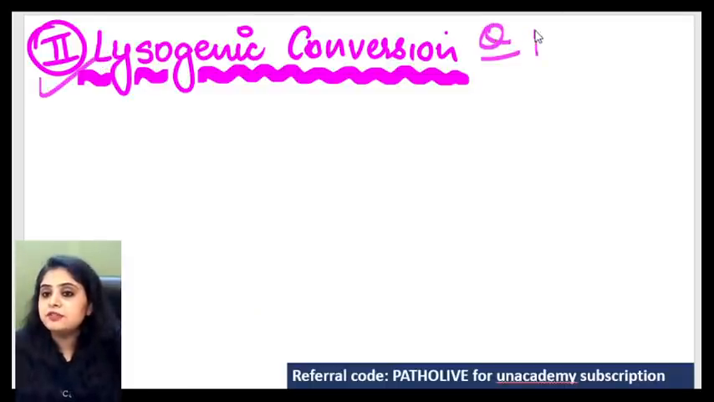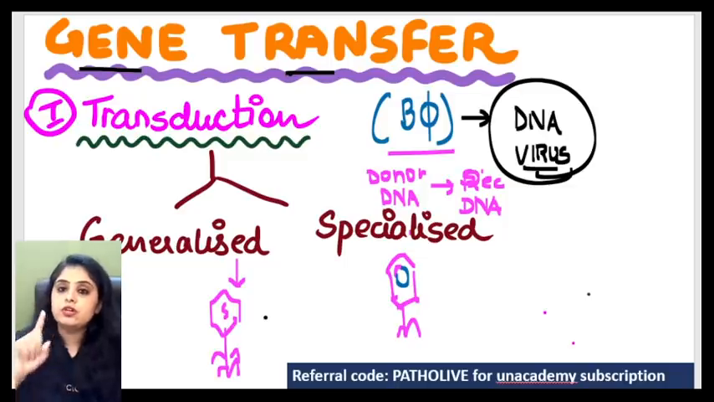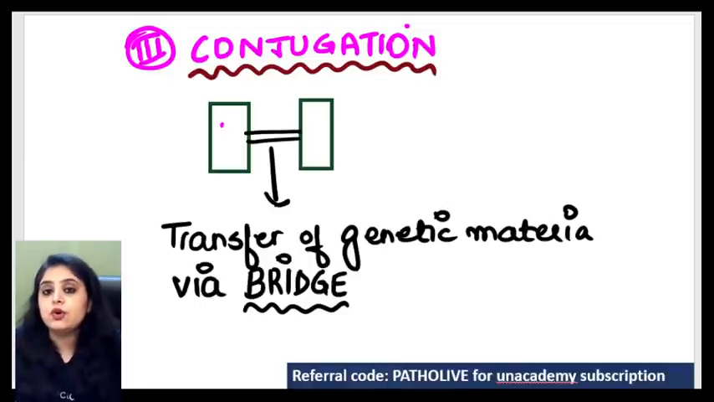This is an examiner's favorite previous year question. We'll also be practicing a few. Guys, with that, transduction is over. Generalized, specialized, and a variant, that is lysogenic conversion. Now I move on to the next one, and that is conjugation.